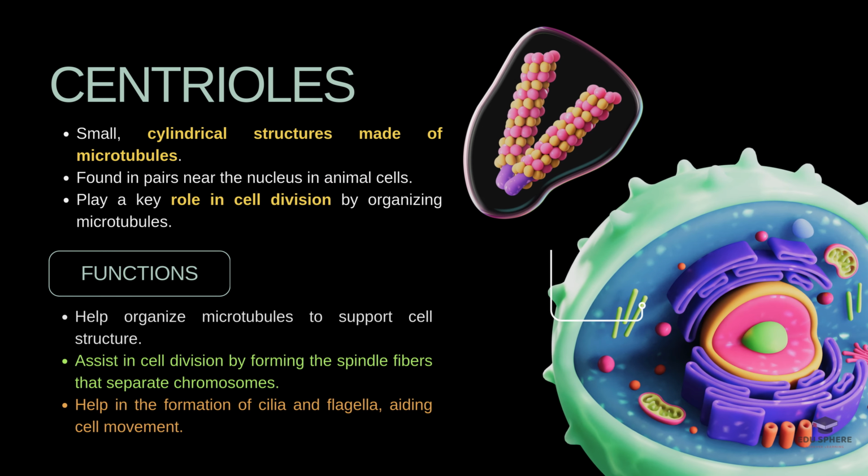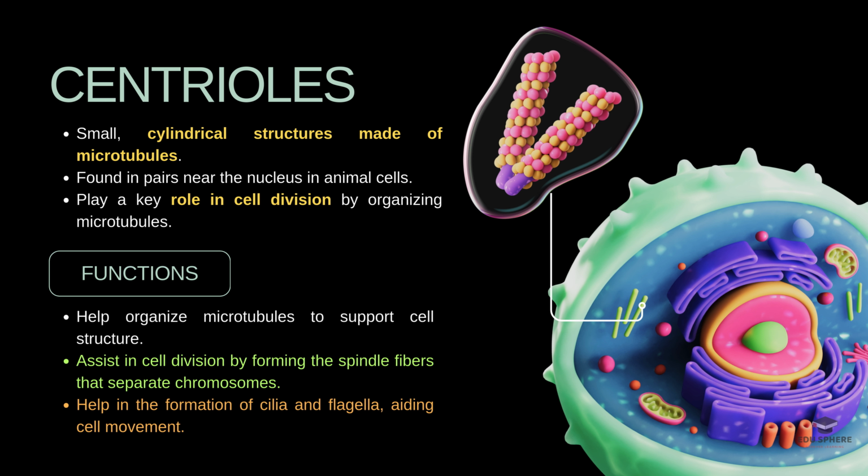Centrioles are small cylindrical structures that come in pairs, and are made of microtubules. They are found near the nucleus in animal cells. Centrioles play a crucial role during cell division. They help organize the microtubules to form spindle fibers, which are essential for separating chromosomes correctly. They also help in forming cilia and flagella, which are used by some cells for movement.